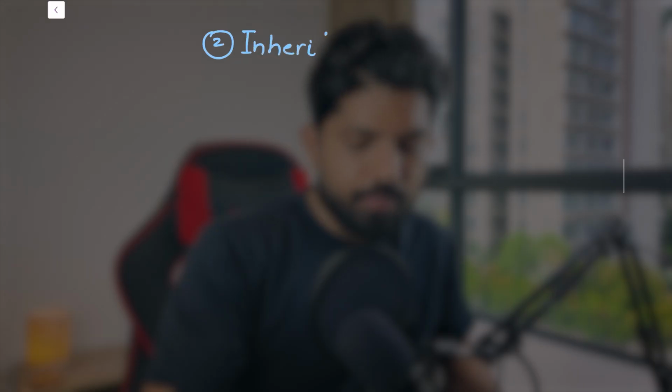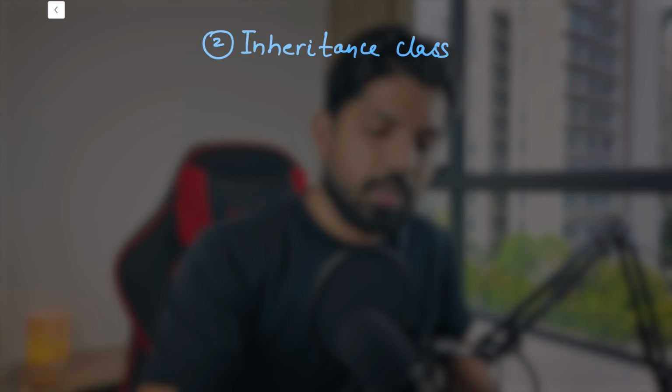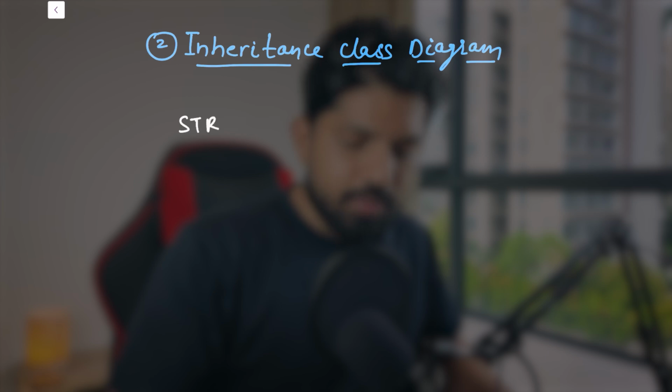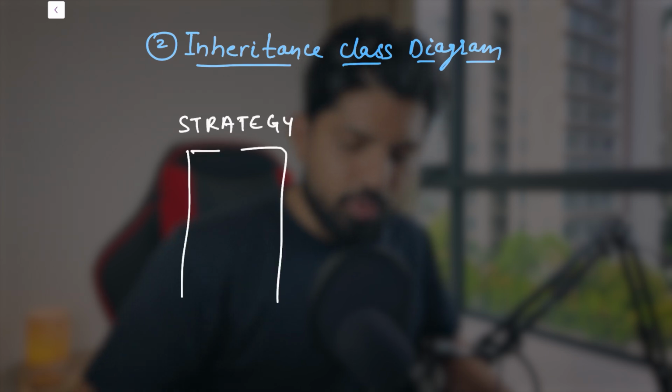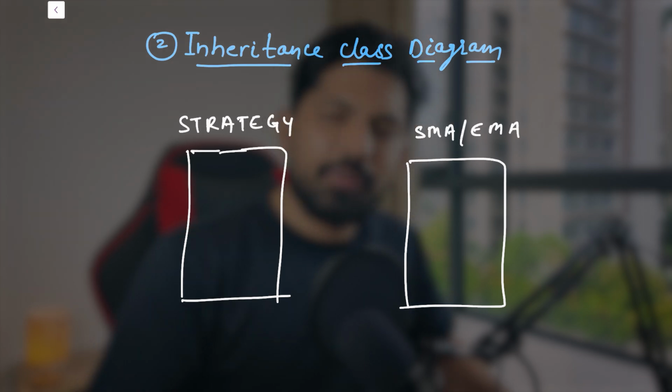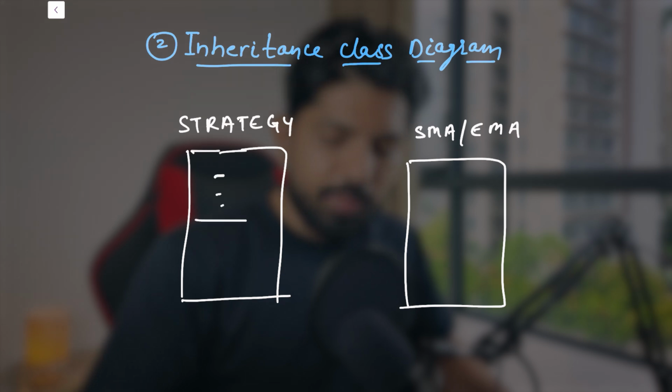And similarly, let me show you the class diagram for inheritance. I'll write here, inheritance class diagram, right? Okay, now let's see the inheritance class diagram. Suppose we write two classes. The first class is for the strategy, right? I'll just draw this, and the second class is for a particular strategy. So let's say this is the SMA EMA strategy, and inside that we have written some code, right? Some attributes and some methods, and similarly some attributes and some methods.